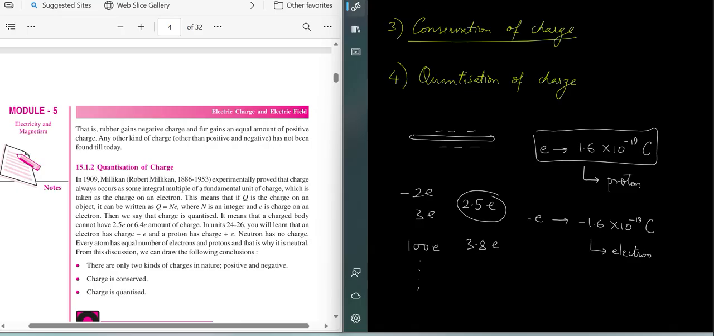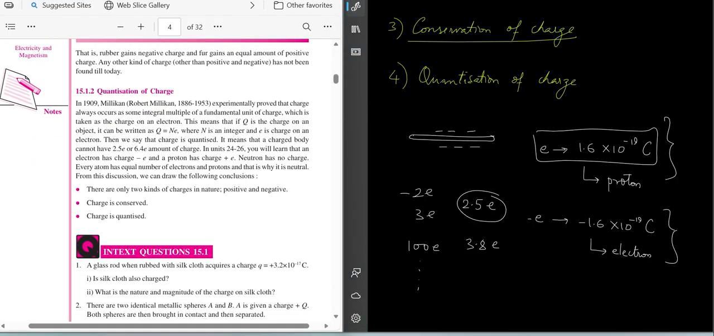Any charge, because a rubber rod is negatively charged, it will have an integral multiple of this. A glass rod is positively charged, it can have an integral multiple of this charge, but it cannot be any non-integer value. That is the meaning of quantization of charge. So we learned that charges are of two kinds, positive and negative. Charge is conserved and charge is quantized.